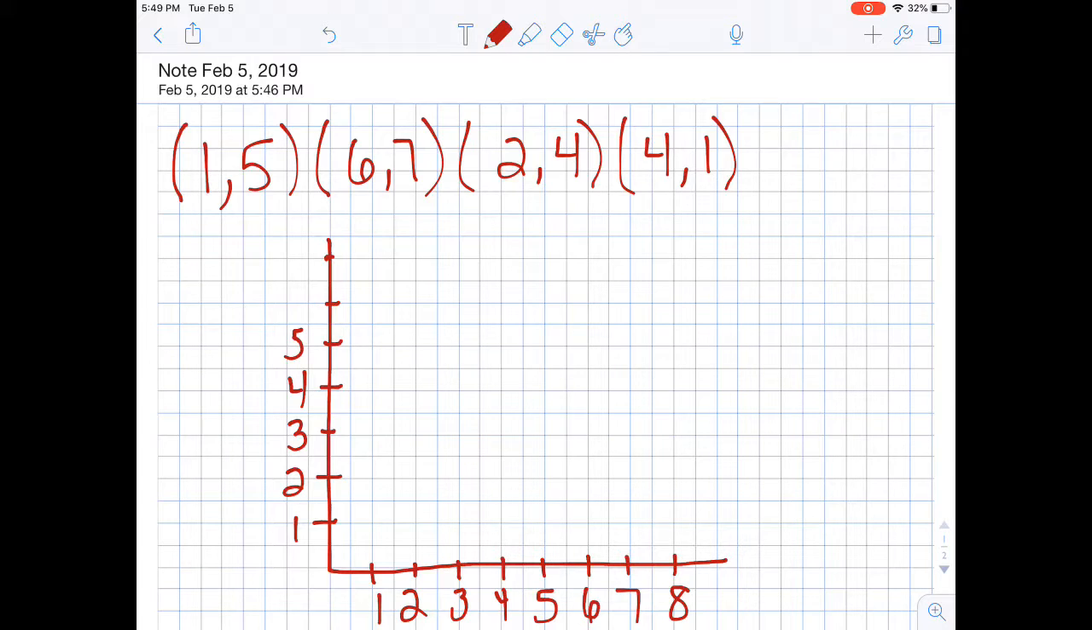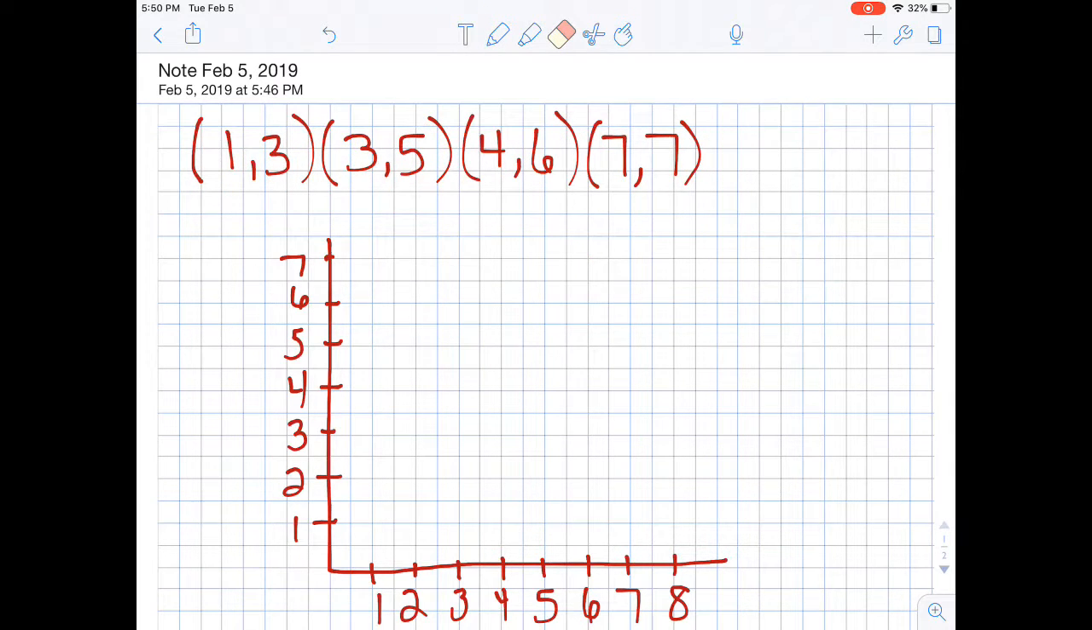Once you create your quadrant here, you just graph the ordered pairs. So I go over 1 up 5, over 6 up 7, over 2 up 4, and over 4 up 1. And as you notice, my points are not anywhere near each other. They're kind of scattered everywhere. This would be a no correlation.